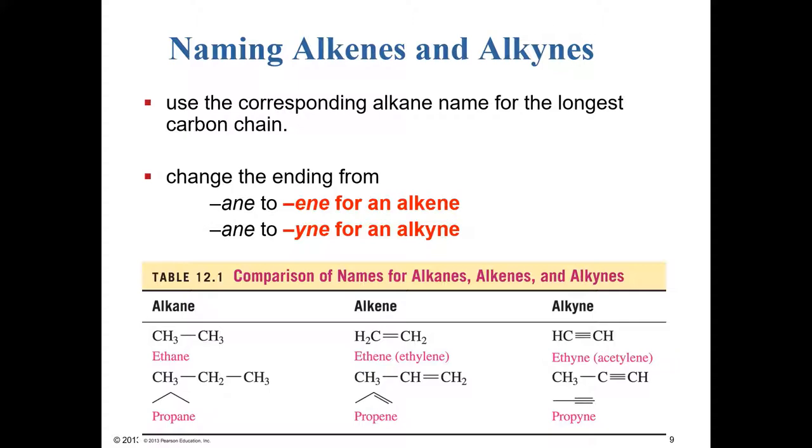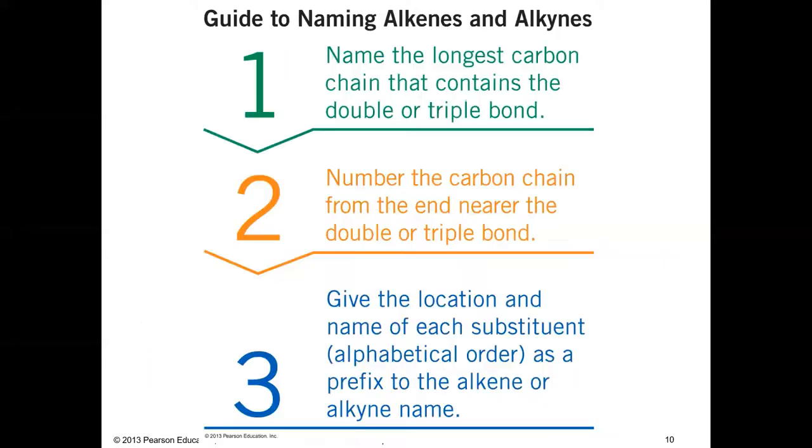But now we're gonna drop the A and E, and if there's a double bond, we're gonna change the ending to E and E. And if we have a triple bond, then we're gonna drop the A and E and add Y and E to represent that it's an alkyne. The other important thing we need to do, after we've numbered that longest chain, is that we want to number it with the end carbon closest to that double or triple bond starting as number 1, okay?